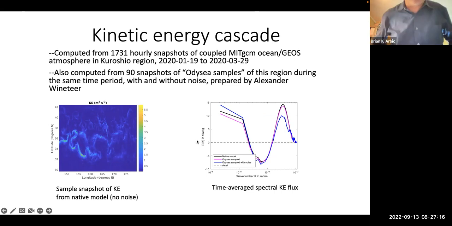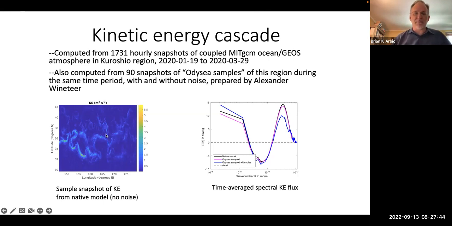Alexander Wineteer very kindly went into those model results at JPL, and he took 1,731 hourly snapshots of the surface flow in the Kuroshio region over this 70-ish day period. A sample snapshot of the kinetic energy in that Kuroshio region is shown here. There's no noise in this.